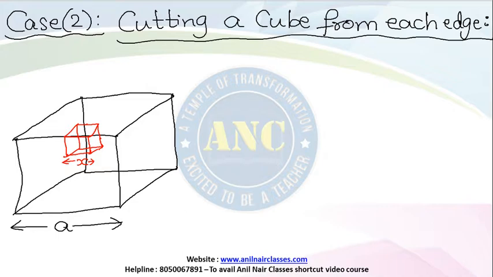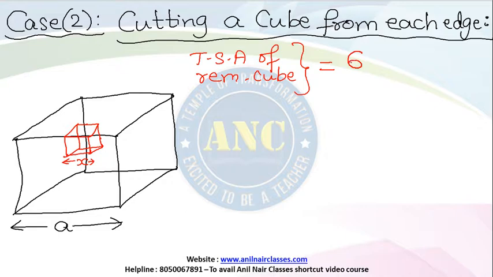Now what will be the total surface area of the remaining cube? First of all, if I remove a small cube from each edge, what will be the total surface area of the remaining cube? Let us write it. Total surface area of the remaining cube will be how much? Now first of all, the total surface area of the entire cube is nothing but, we already know, 6a square. Now plus what will happen right now? Let us visualize it, sir.